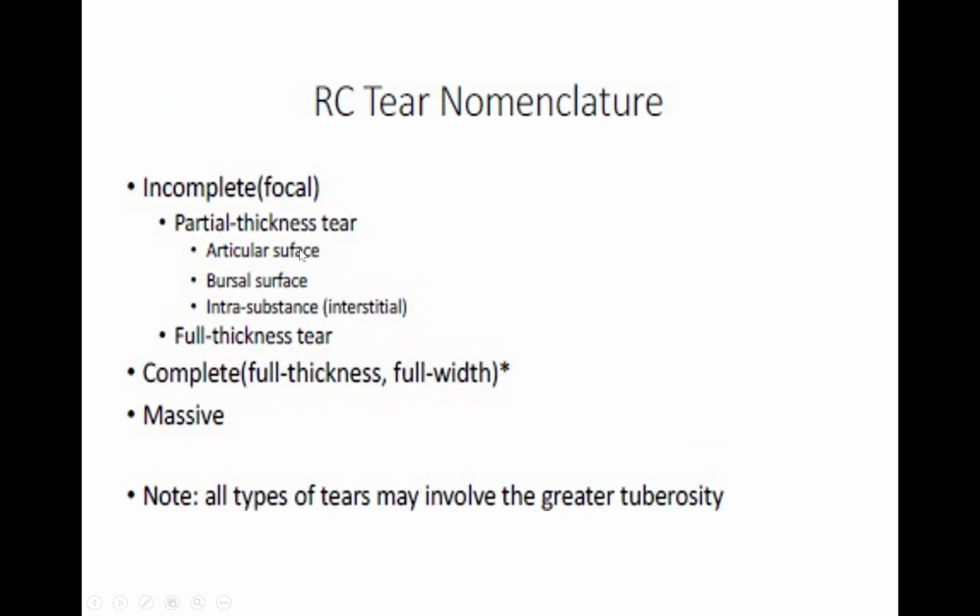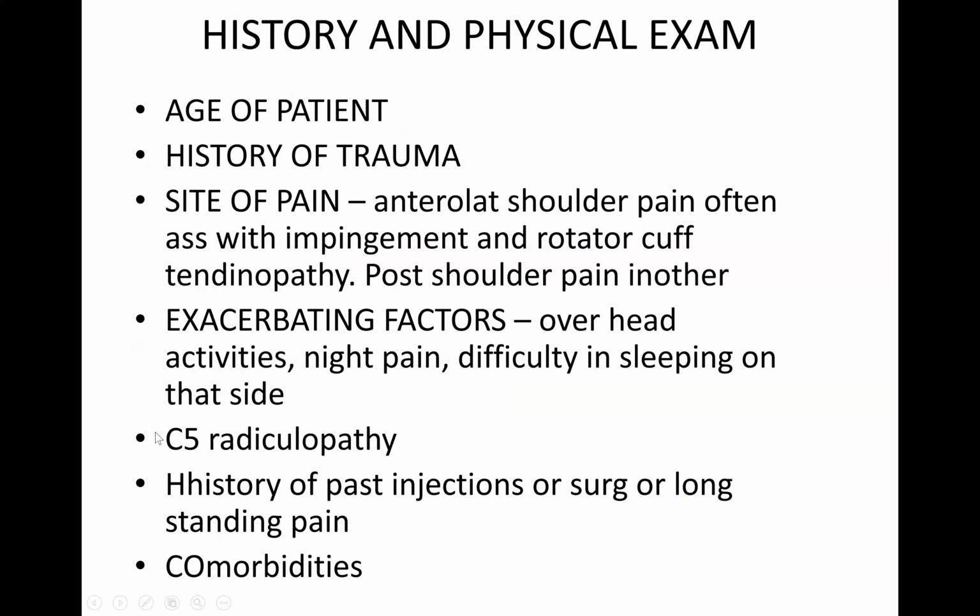So a partial thickness tear could involve the articular surface, could involve the bursal surface, or sometimes it is interstitial, within the substance of the tendon. Or there could be a complete full thickness tear with retraction of the tendon, or there could be a massive rotator cuff tear.